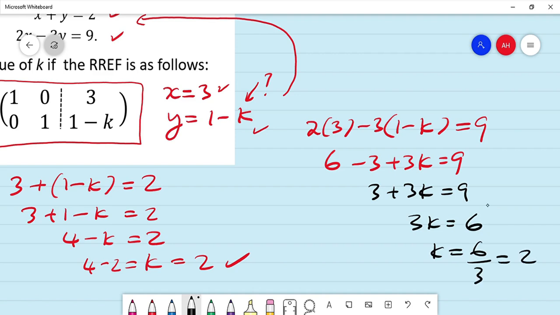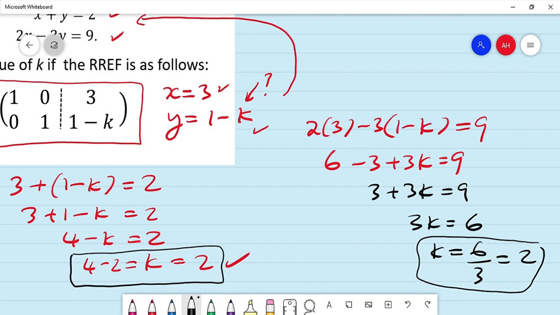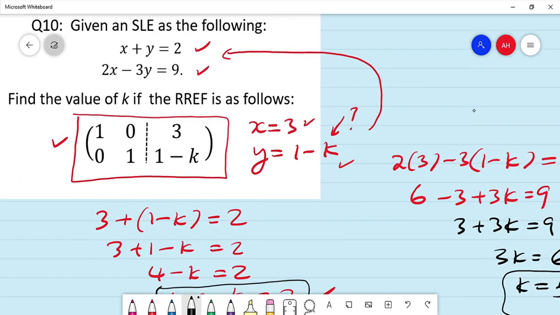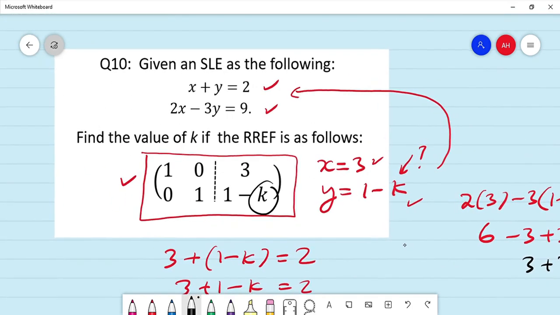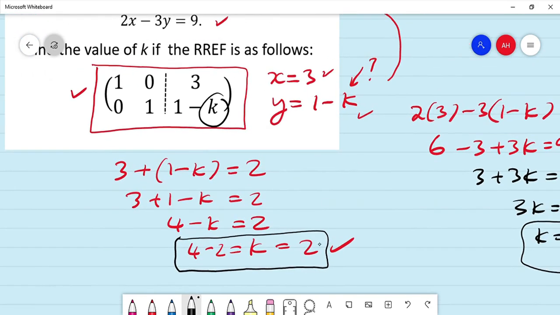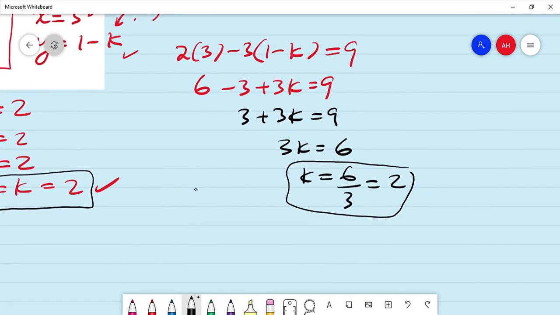Okay, we have k equal to 2 over here, and over here also we have k equal to 2. Okay, therefore it's confirmed that the solution for the value of k is k equal to 2, as we got it over here and we got 2 also over here.